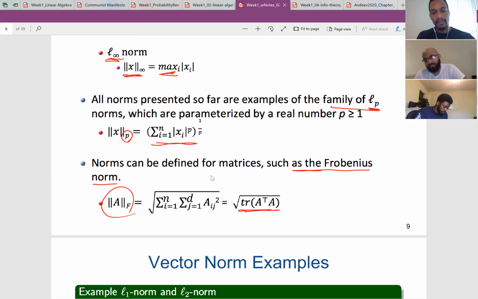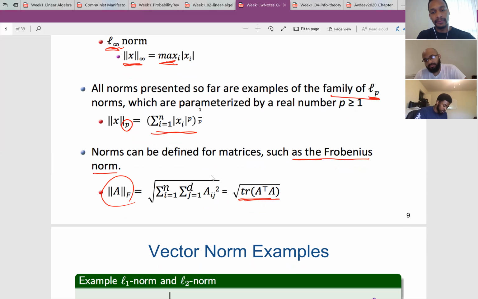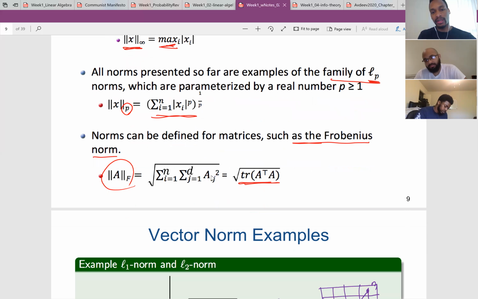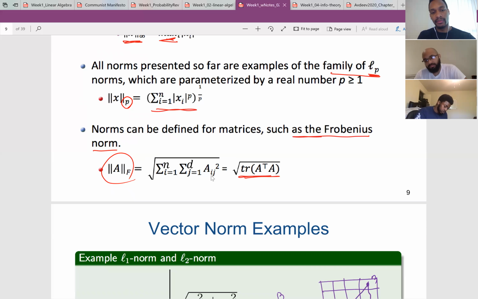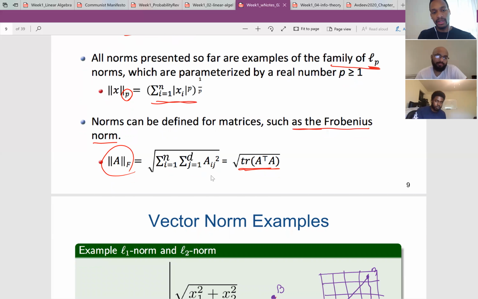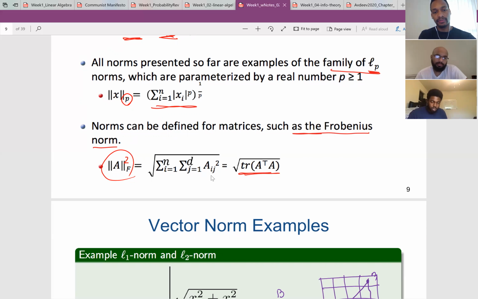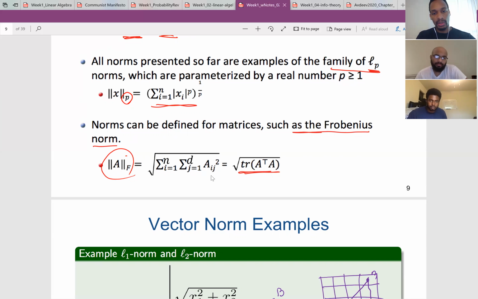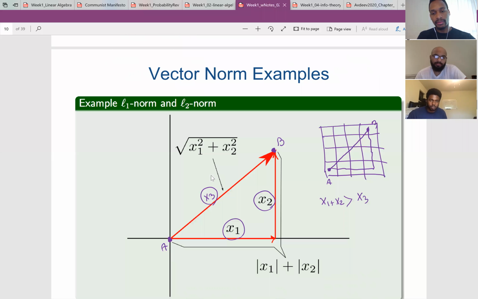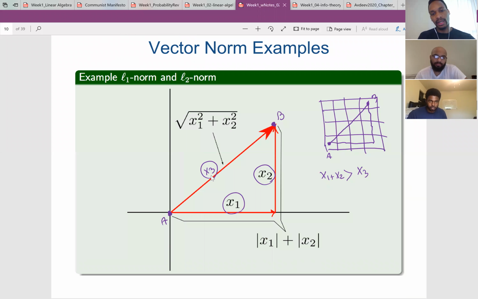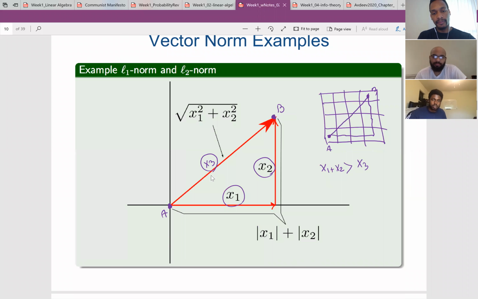But I don't know if it's super important right now. And same thing here, if you just square it, then you don't have to take the square root. So if you just say A_F squared, then you get rid of the square root. Okay, so I won't go through this because we already talked about it and it's simple.